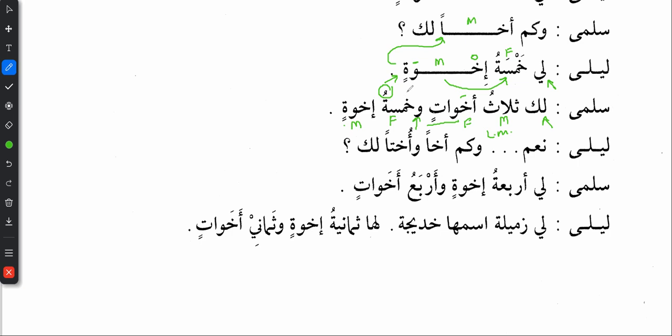haraka. Naam, wa kam akhan wa ukhtan lak, means she's asking in return to Salma, and how many brothers and sisters do you have? So she says li. This is also shibh jumla, so late mubtada. Li arba'atu ikhwatin. This is male and the gender of the number is female. Wa, and the same haraka is following because of the atf. Akhawatin. Arba'u akhawatin. This is male and this is feminine. So you should see the spelling, alif and ta and wa and ta marbuta.